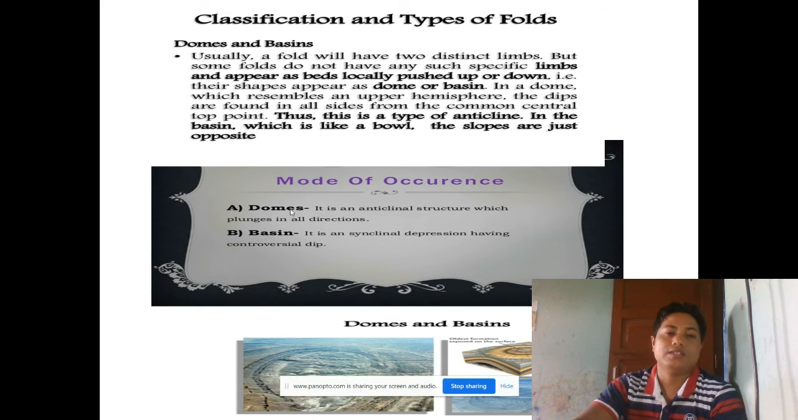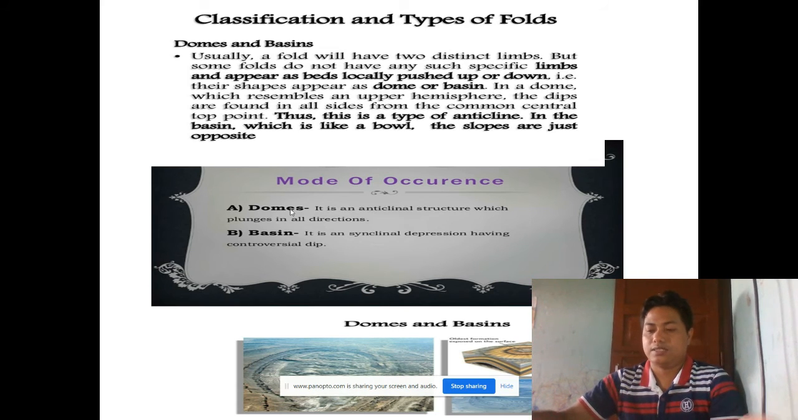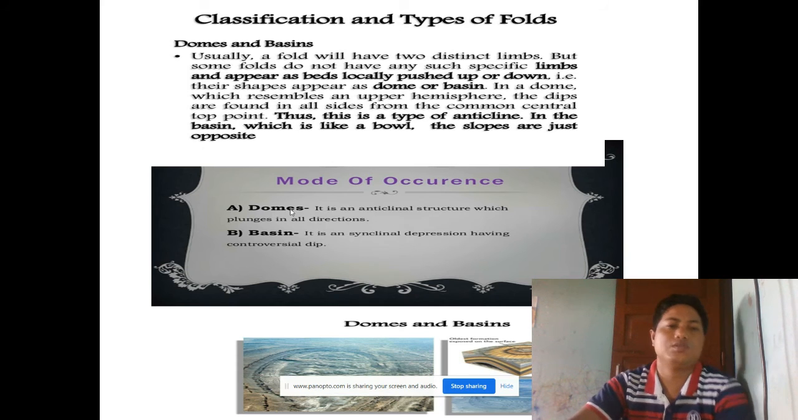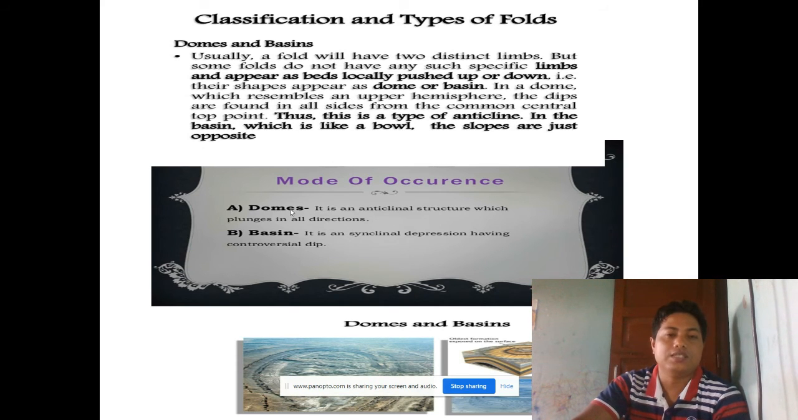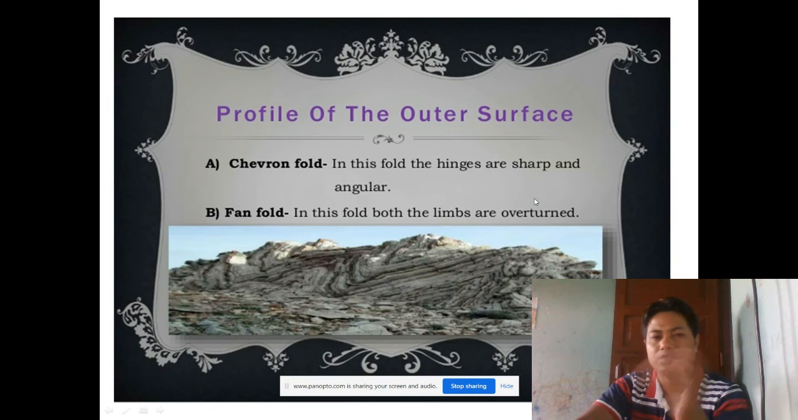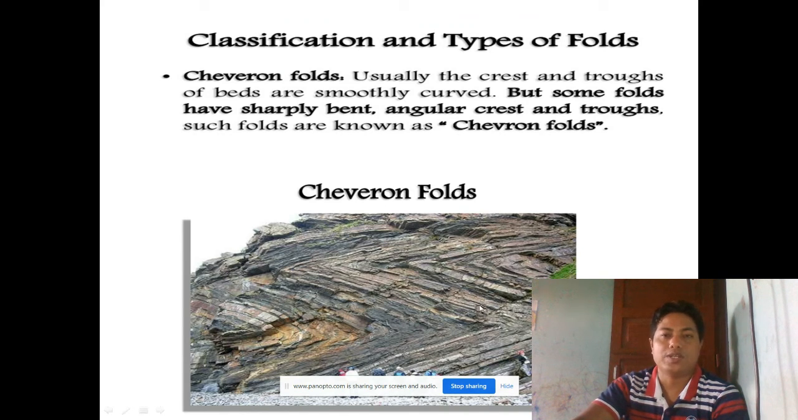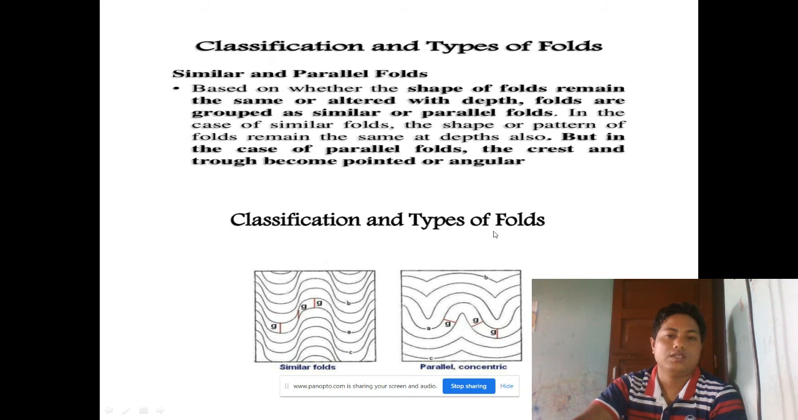It is rare to find. When a basin-type syncline occurs like a basin, this is known as a basin or syncline fold. Domes and basins are part of that. Chevron folds are sharp and angular. There is no direction. Fan fold is overturned. Chevron folds are like that, overturned. There is no particular sequence, so these are miscellaneous types of fold.